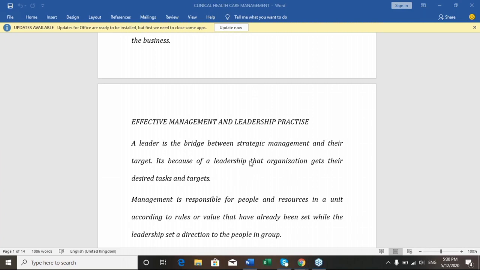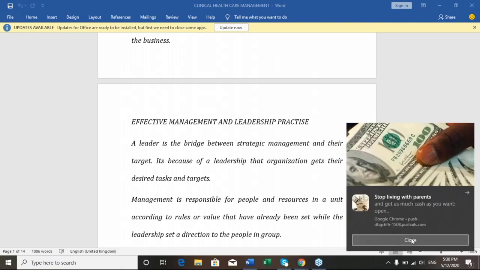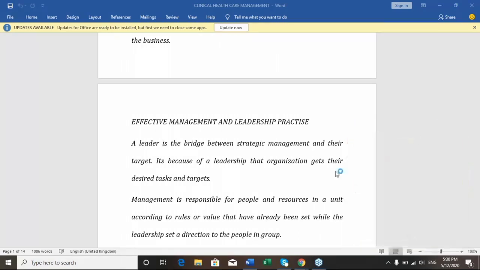That is, if there is a fault or something fundamentally wrong with the leader, with the leadership of a particular organization, such an organization is bound to have problem at the end of the day.